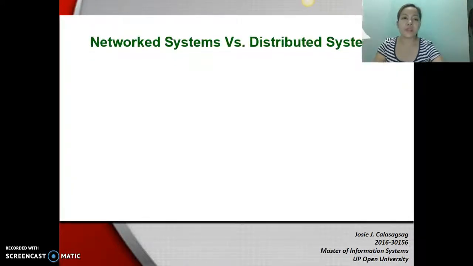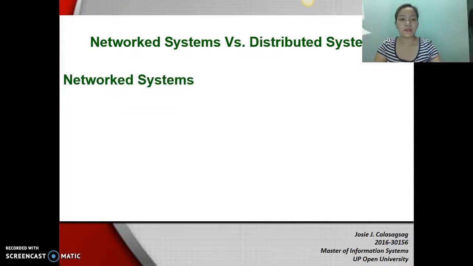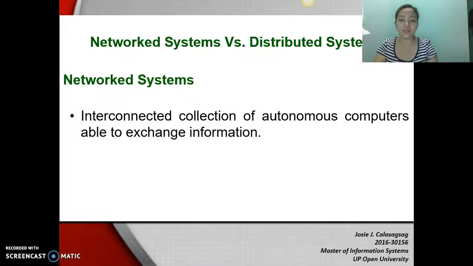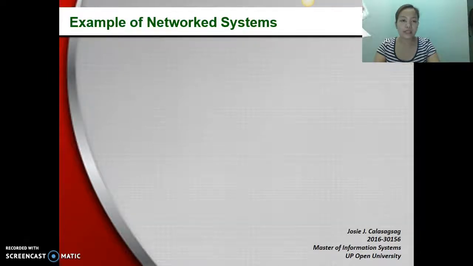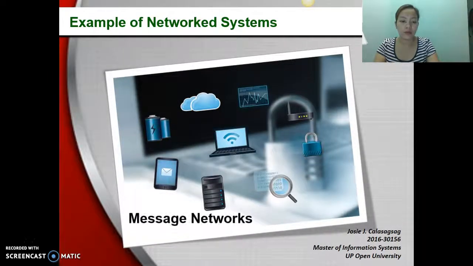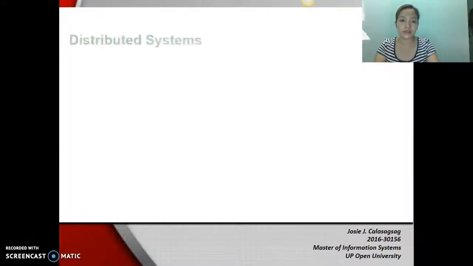The difference between the network systems and the distributed systems. In network systems, there is an interconnected collection of autonomous computers able to exchange information. The operating system usually requires users to explicitly log in onto one machine, explicitly submit jobs remotely, explicitly move files or data around the network. Here's an example of network systems. Mobile networks that allow people to use computers to send and receive mail electronically.